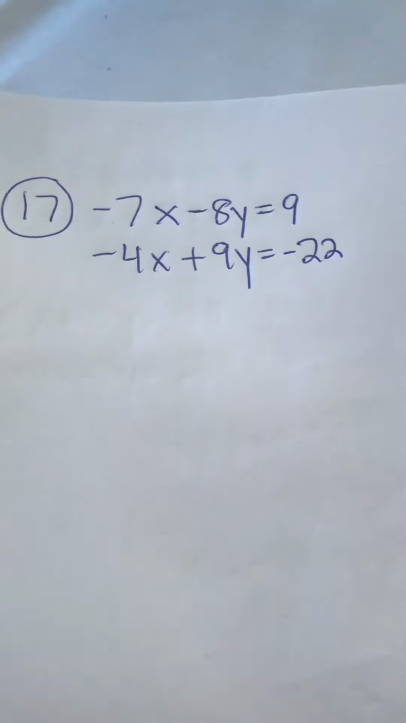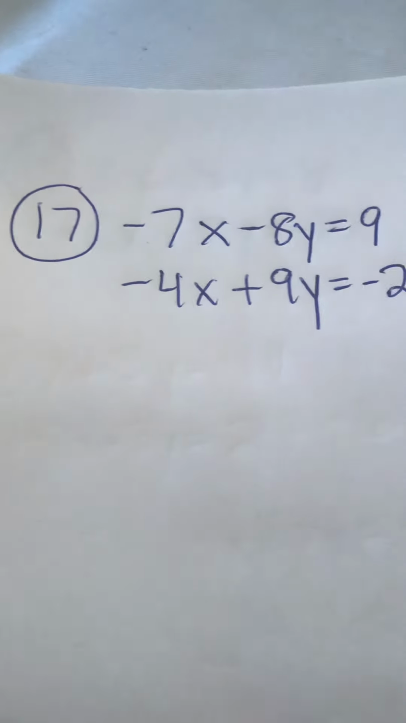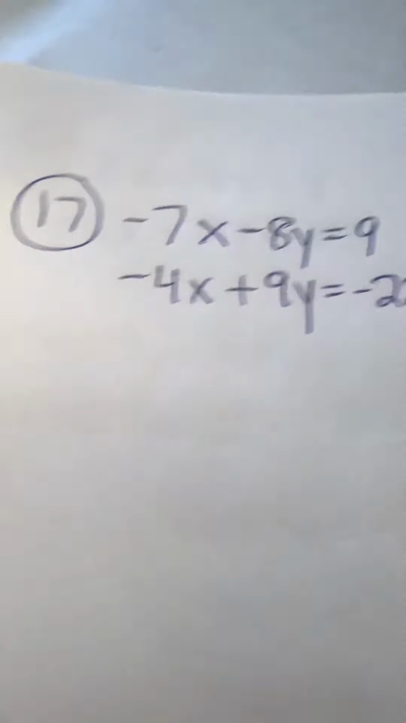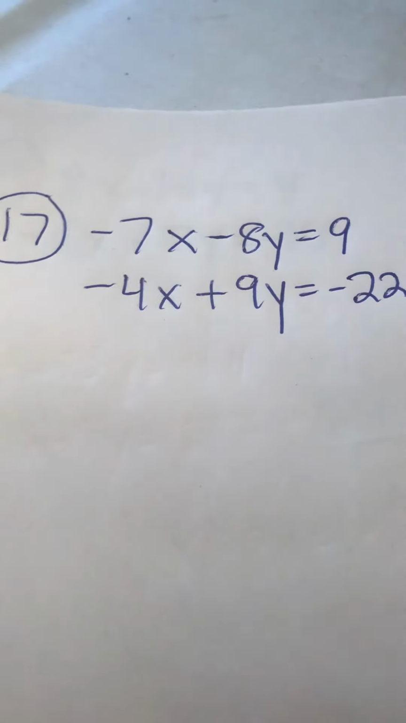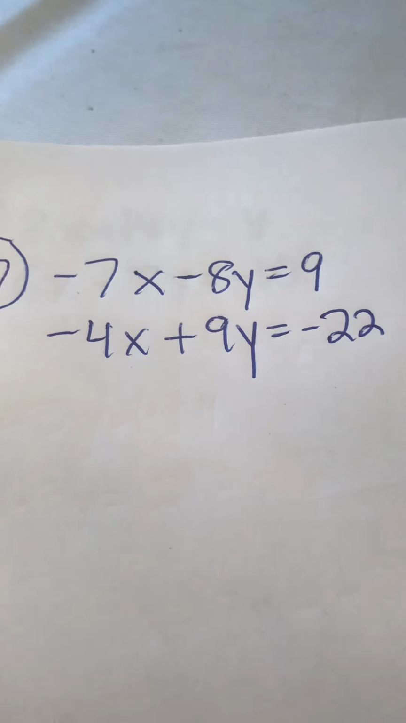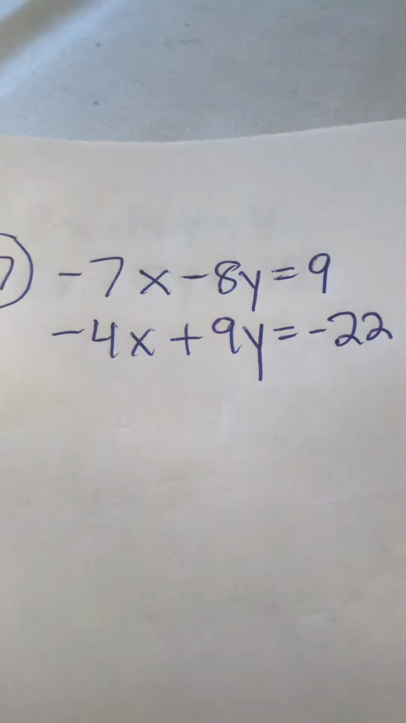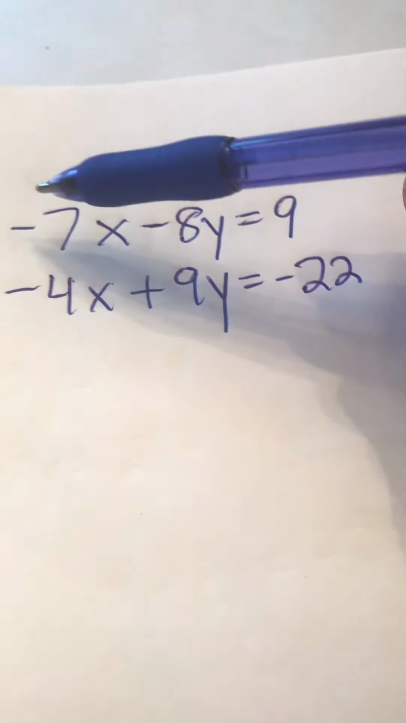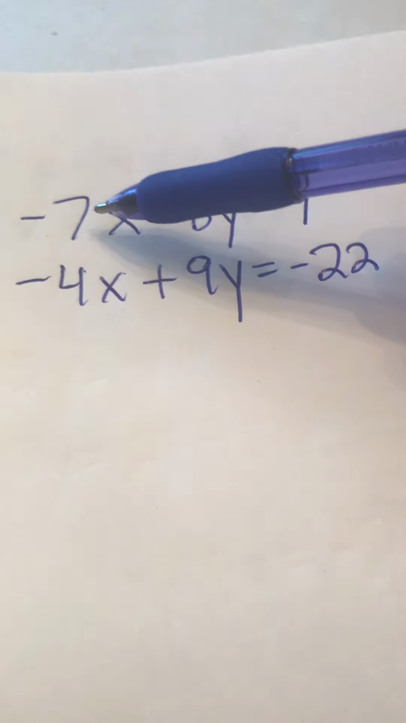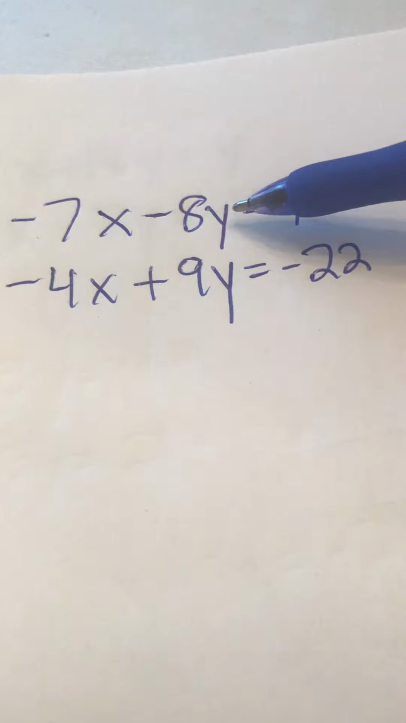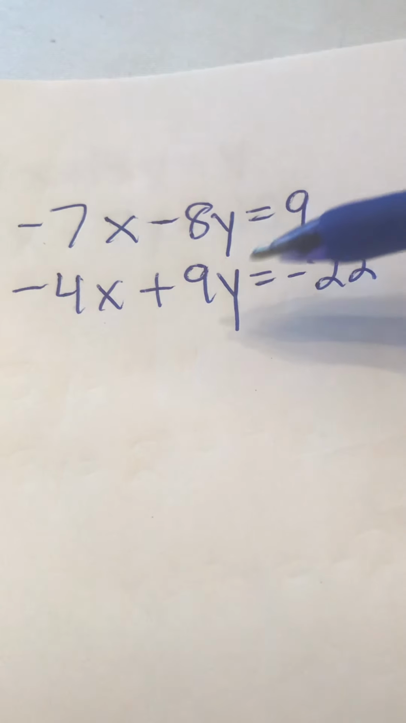Okay. All right, number 17. Number 17 is a case where we have negative 7x minus 8y equals 9 and negative 4x plus 9y equals negative 22. So in this case, we're looking at our coefficients and none are opposite. The opposite of negative 7 is positive 7. We don't have that luxury. The opposite of negative 8 is positive 8. We don't have that luxury.